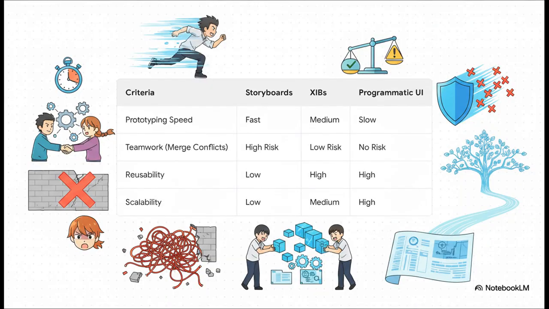This table right here, it brings everything together. You can see a really clear pattern, right? Storyboards are the fastest for just getting something up and running, but they do not scale well for teams or big projects. On the complete opposite end, the programmatic approach is the slowest to start, but it offers the most scalability and is the only one with zero risk for teamwork. And XIBs? They sit right in that nice middle ground, giving you great reusability with a pretty low risk for collaboration. Honestly, this table is your cheat sheet.